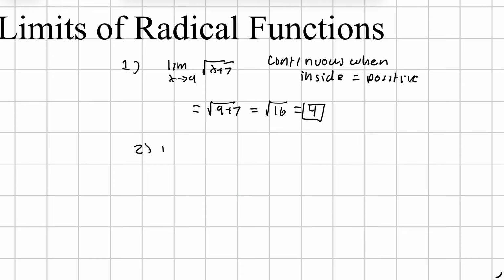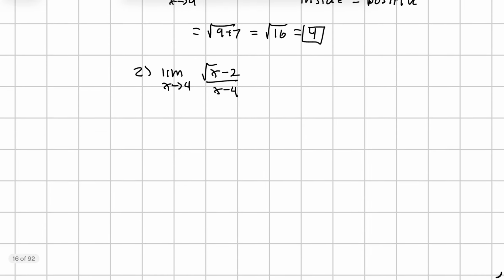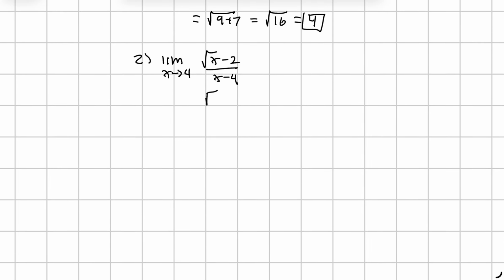Let's say we have the limit as x approaches 4 of the square root of x minus 2, divided by x minus 4. So let's do some direct substitution. We have the root of 4 minus 2 and 4 minus 4. So that is going to be 2 minus 2 over 0, which is 0 over 0, and it's an indeterminate form. So in order to fix this, we are going to multiply by the conjugate.